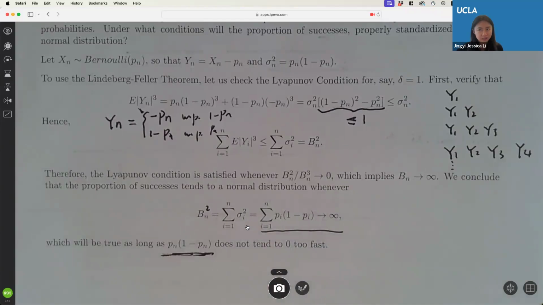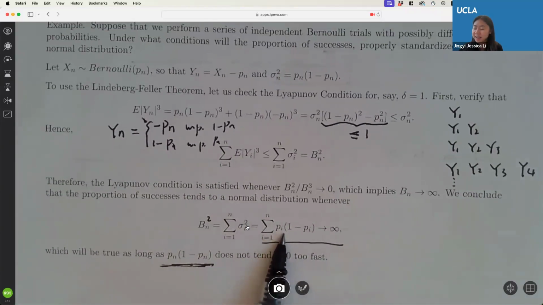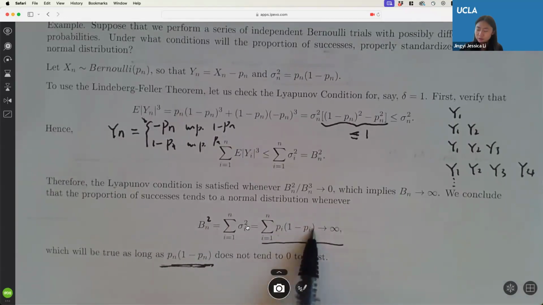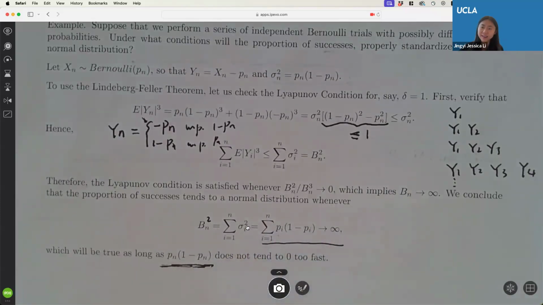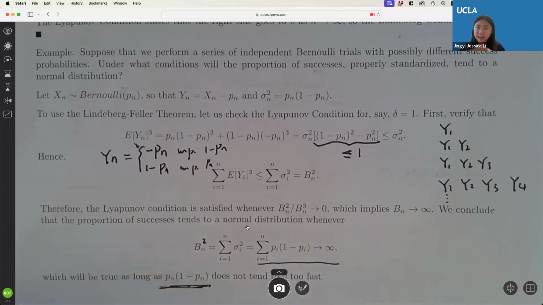Does that make sense? So if you think about the IID case, all Pi are equal, then you can see for sure this will diverge, right? Because you have n copies of the same thing adding together. As n goes up, this goes up. So in other words, you need this to hold intuitively that as you toss your coin, the success probability shouldn't go down to 0 too fast. Otherwise, you would have no central limit theorem.